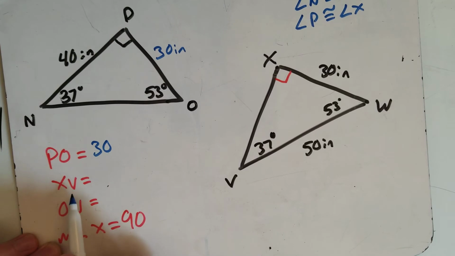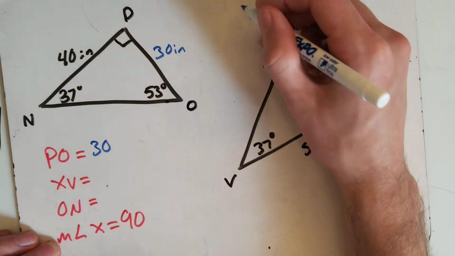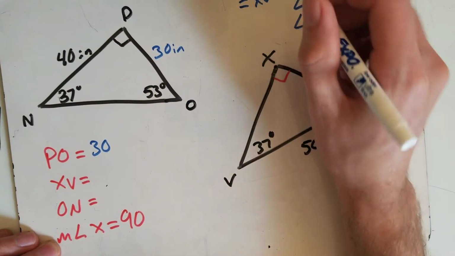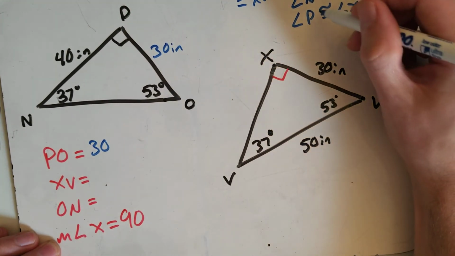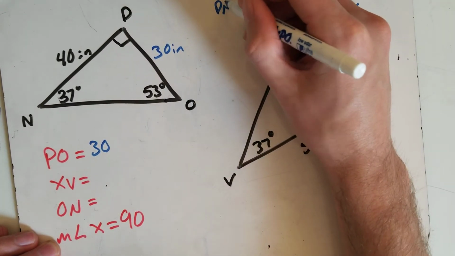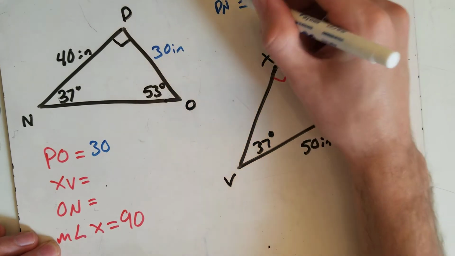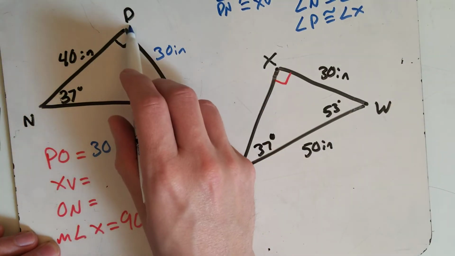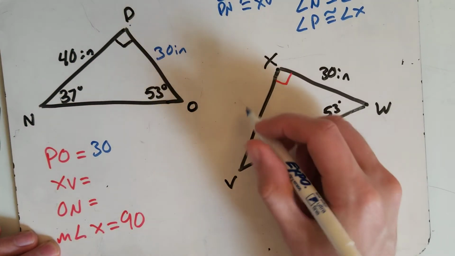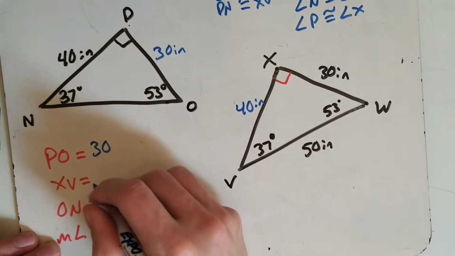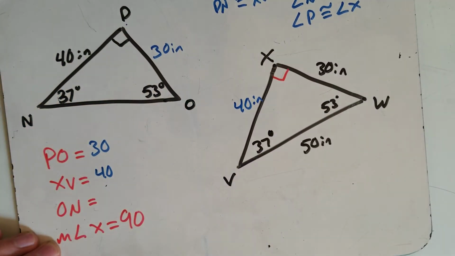Our next one that we're looking for is XV. So let's figure out what XV goes with. XV would be PN. So XV goes with PN. So let's look for PN. PN is 40. So XV will also be 40. They have to be congruent. They correspond in these congruent figures.